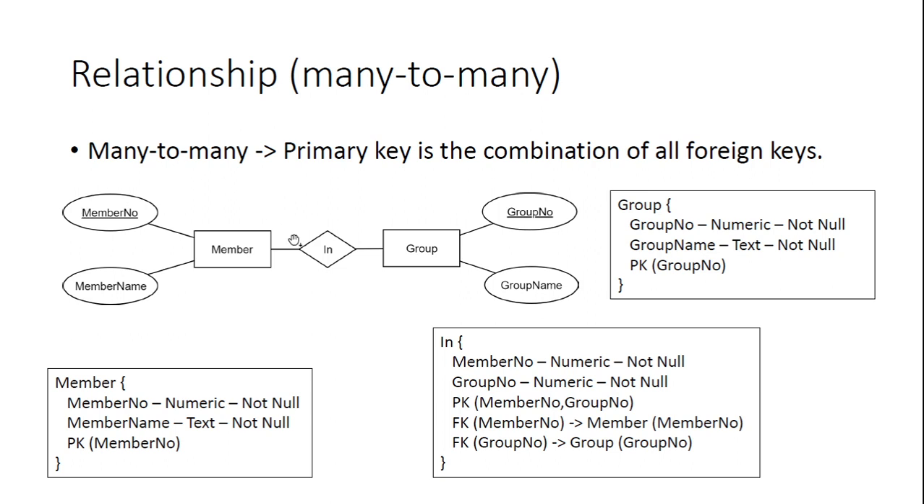So in the in table, we have two foreign keys. Member no is going to refer to the member no in table member, and group no inside this in table is going to refer to the group no in the group table, because of these links that connect our relationship to those entity sets. And since this is a many-to-many relationship, our primary key in this in table is going to be the combination of member no and group no.